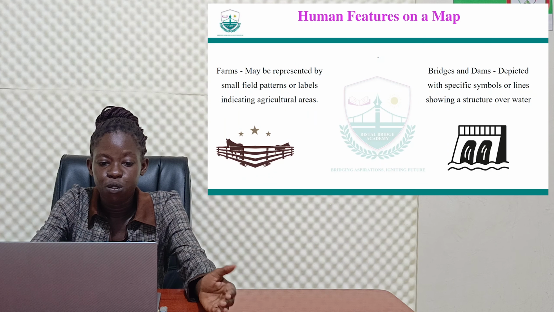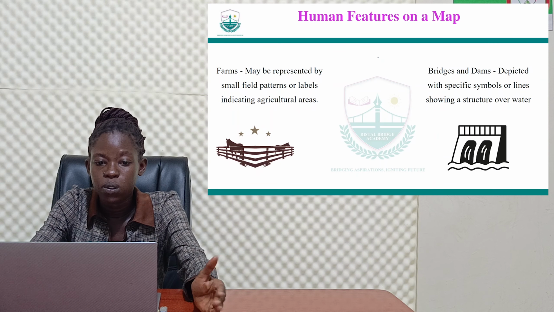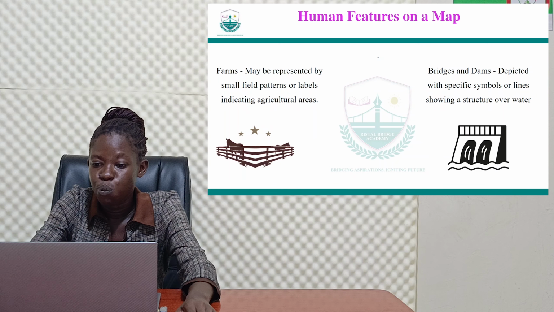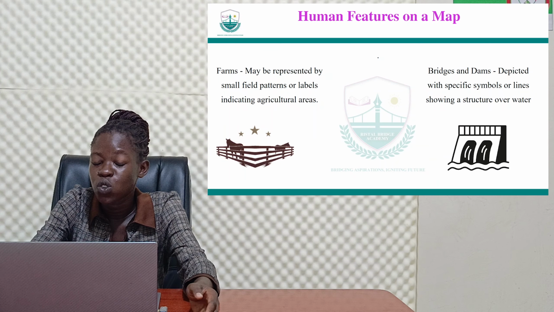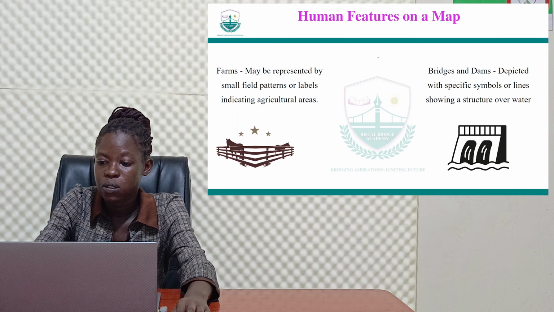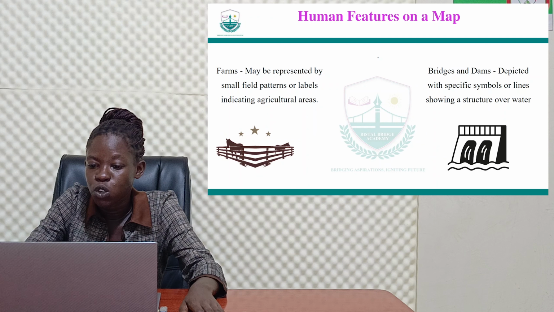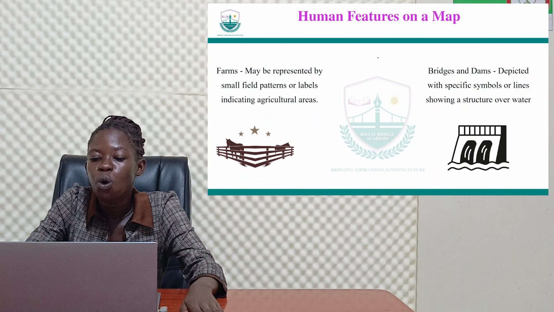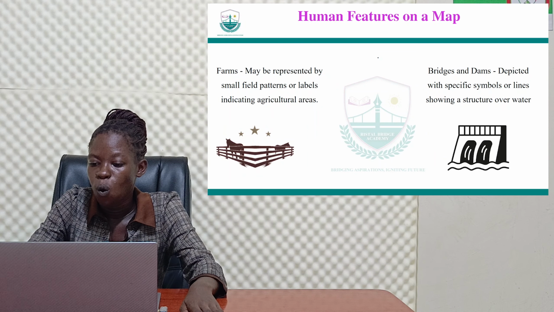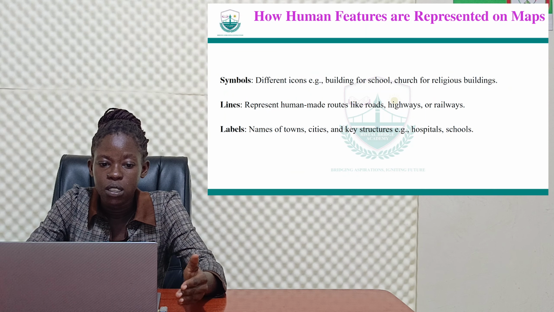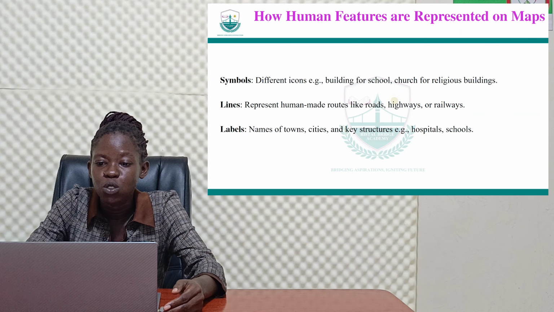Then, still on the examples of human features, we have a farm. A farm is formed by humans. Then we have bridges and dams, which are constructed by human beings. For bridges and dams, you can depict them with a specific symbol, lines showing a structure over water. On this slide, we are going to look into how these human features are represented on a map.